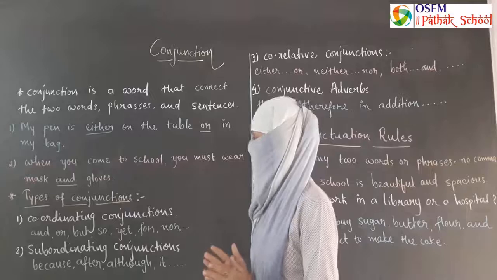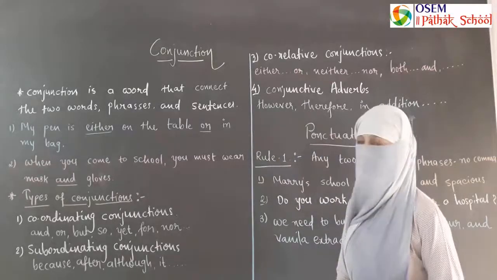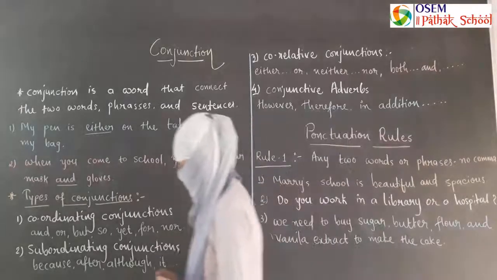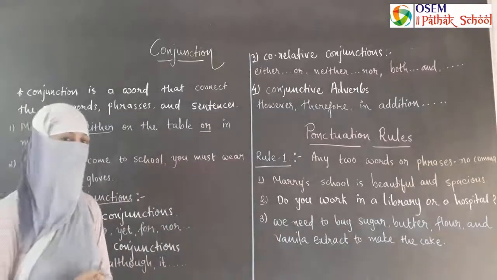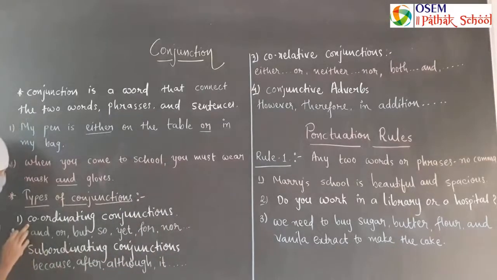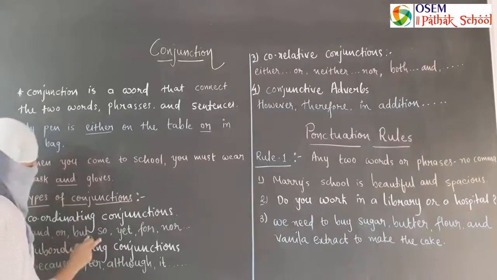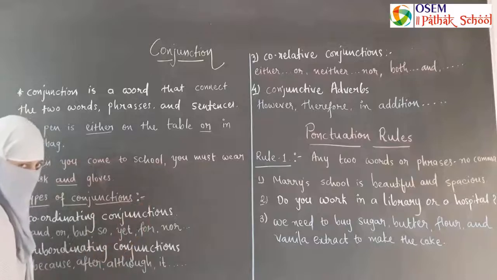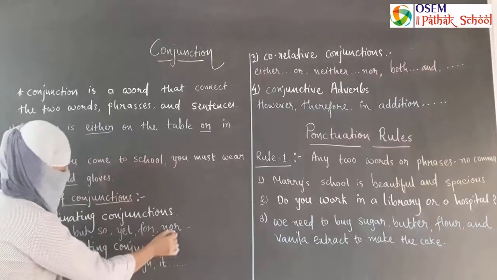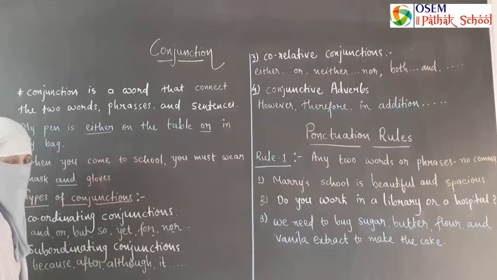And let's see the types of conjunction. Mainly we have four types of conjunction. Let's see one by one. Coordinating conjunction. Which are coordinating conjunctions? And, or, but, so, yet, for, nor, etc. Sometimes for or nor is used as a preposition, but sometimes they are used as a conjunction also.